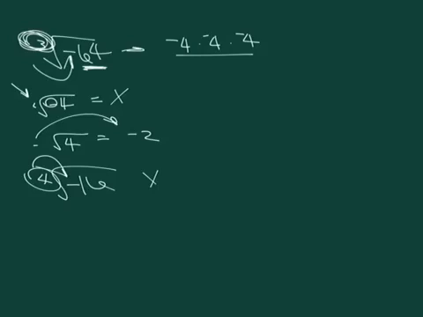F, negative fourth root of 16. This negative here, because it's outside of the radical, has nothing to do with the radical, so we just leave it alone until the end. What number times itself gives me 16? 2 times 2 times 2 times 2. What number times itself 4 times? This negative gets tagged on there, and I'm done.